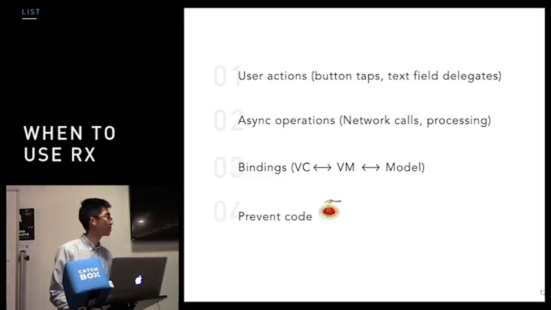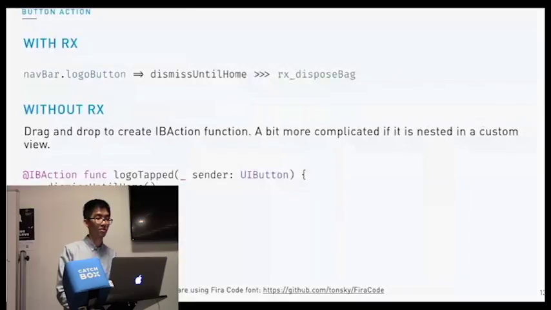So let's dive into things in code. This is the most simple example we have. Just to subscribe to the tap events of a logo and trigger a function call. If we're not using Rx, we have to create IB action functions. But it gets complicated if it's a view inside of the nib that's also a custom view class with some other outlets set up. So with Rx, you can just basically expose your variable here and bind it to a function that you want.